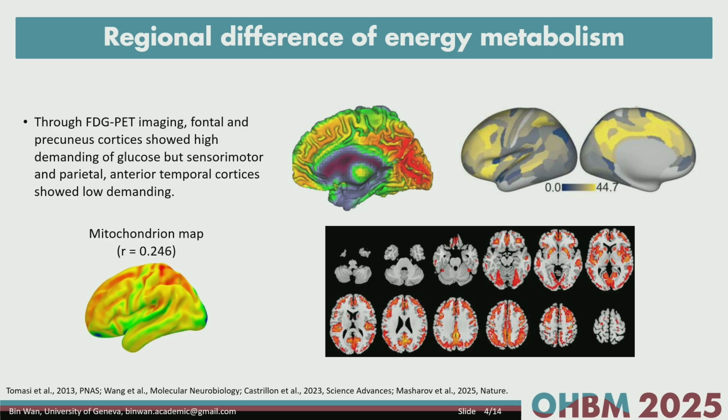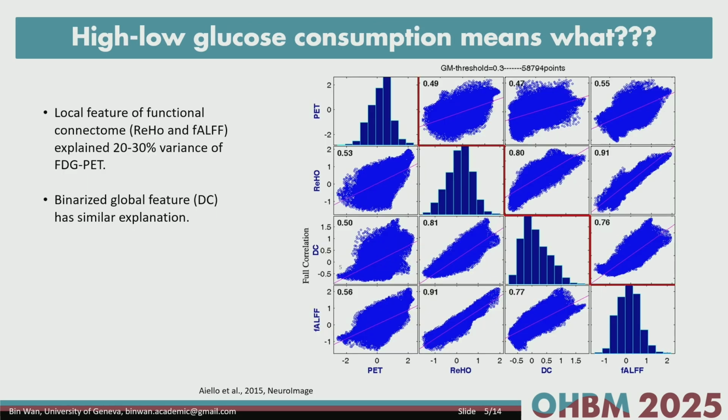The correlation between the glucose metabolism and the mitochondrial map is not high, it's like 0.2. So it can explain that the brain not only relies on oxygen reactions, but also on non-oxygen reactions. And so we want to understand how brain energy can inform brain function.